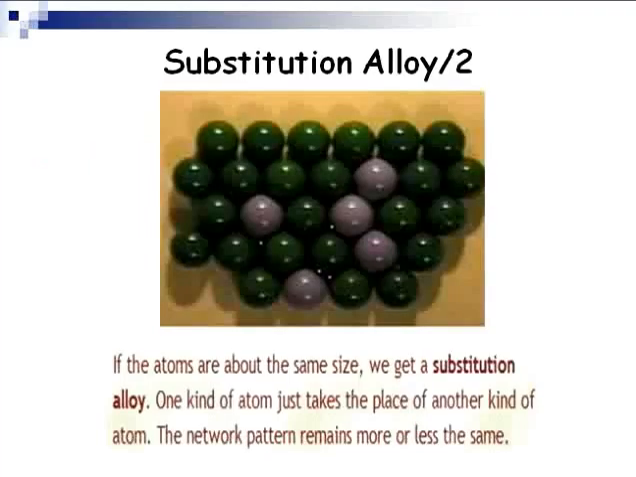Here's another picture with marbles. Again, instead of having a green marble, we have these purple marbles here. So if the atoms are about the same size, we get that substitutional alloy. One kind just takes the place of another kind of atom. The network remains more or less the same. So you still have the same pattern, and one just substitutes in for something else.